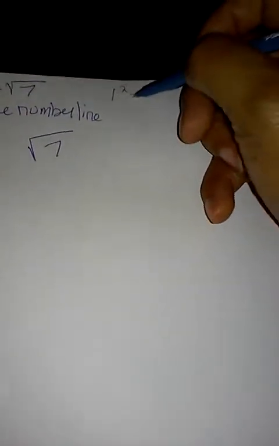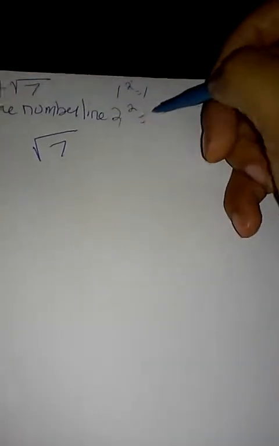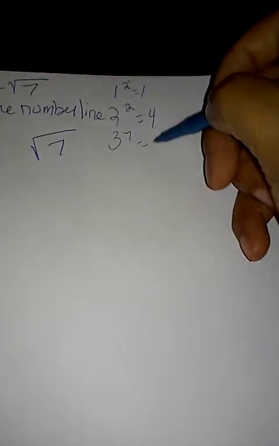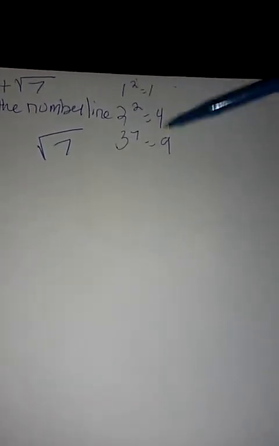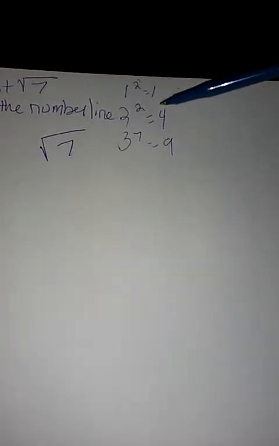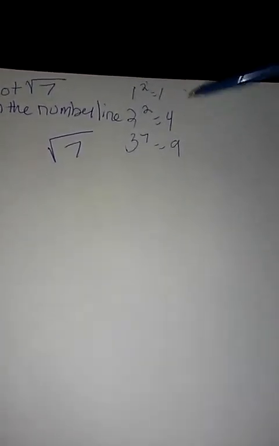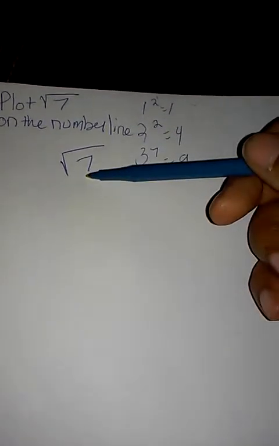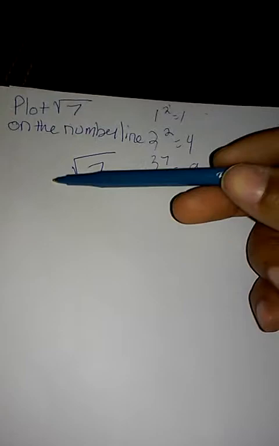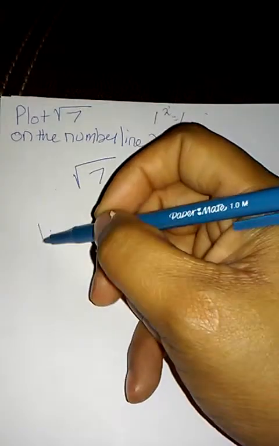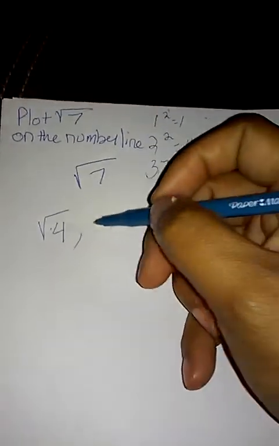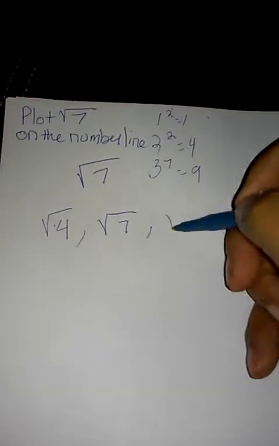So we need to find what rational number comes before and after the square root of 7, or 7. We know that 1 squared is 1, 2 squared equals 4, 3 squared equals 9. Now where would 7 fall? Is 7 between 1 and 4? 1, 2, 3, 4, 5. No. Is it between 4 and 9? 4, 5, 6, 7. Yes. So the perfect squares in front of and behind the square root of 7 would be the square root of 4, then the square root of 7, and then the square root of 9.